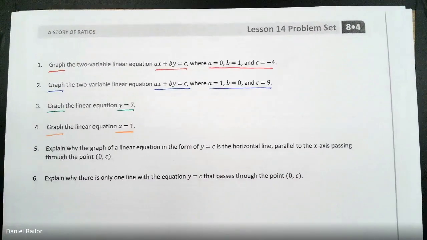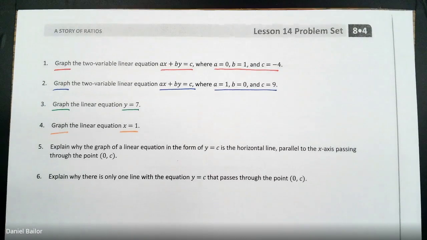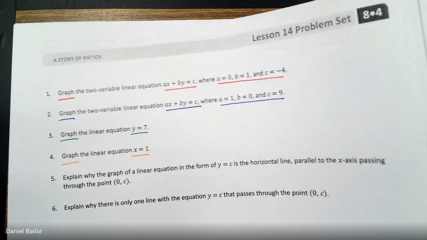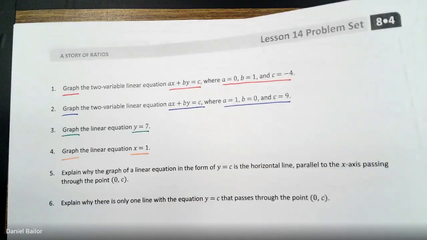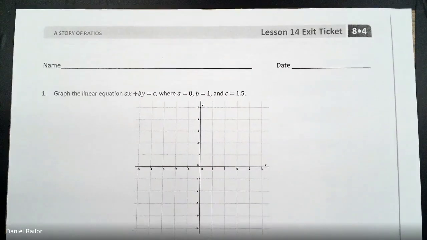That's your problem set. And remember, my answers to the problem set are online on the Google Classroom. So you can check your answers with mine just to make sure you know what you're doing. And then when you figure you know what you're doing, move on to the exit ticket, which was on page 149.